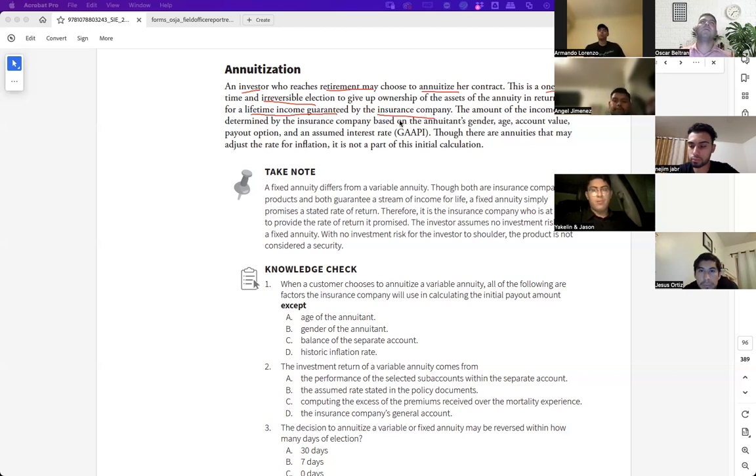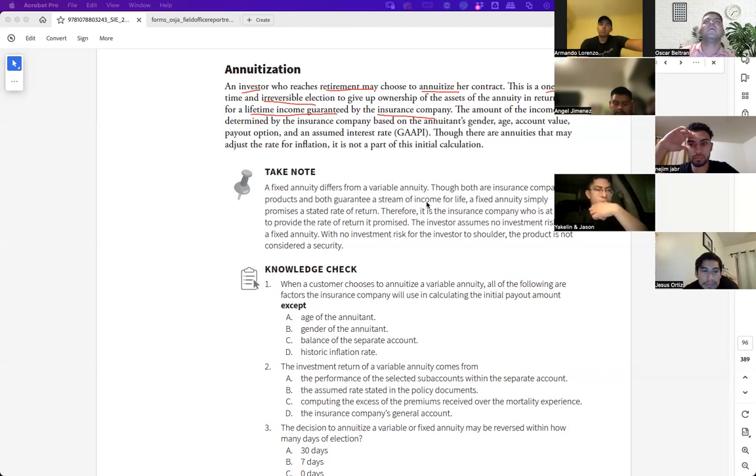Okay, so what does this part mean? It means it's no longer going to keep building money. They're going to start receiving money for the rest of their life until they die. Exactly, that's all that means there.